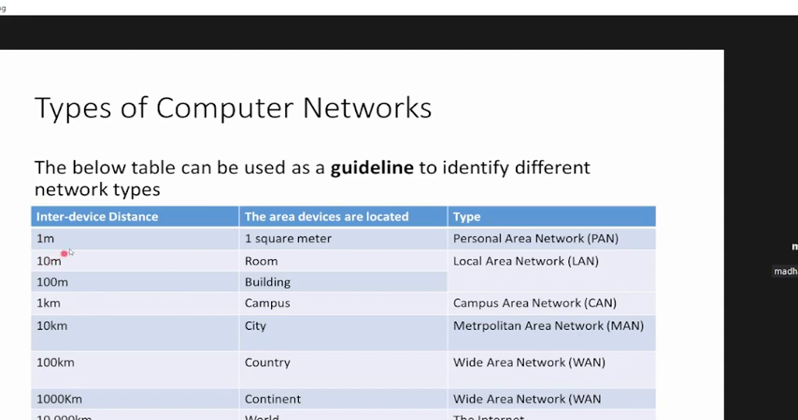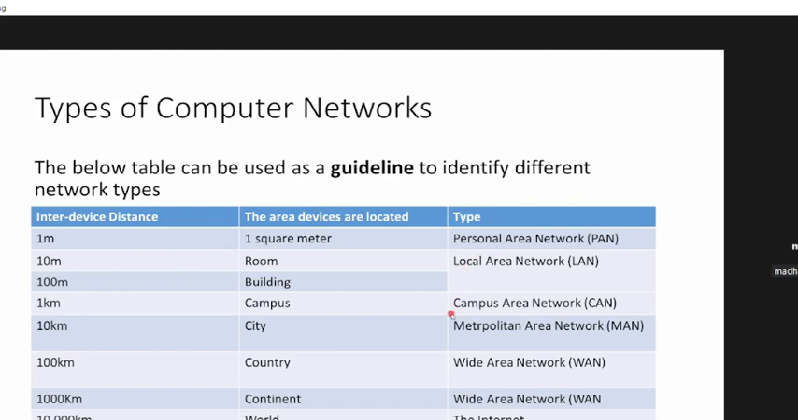If they are in the range of 1 meter, and all the devices are located within 1 square meter, we call them personal area networks, PAN. Right? If inter-device distances are within 1 meter and everything connected is within 1 square meter, they are called personal area networks or PAN. Then if the inter-device distance is within 10 meters to 100 meters, right? 10 meters within a room or 100 meters within a building, they are called local area networks or LAN. I'm sure you must have heard this name, LAN, right? Local area network.